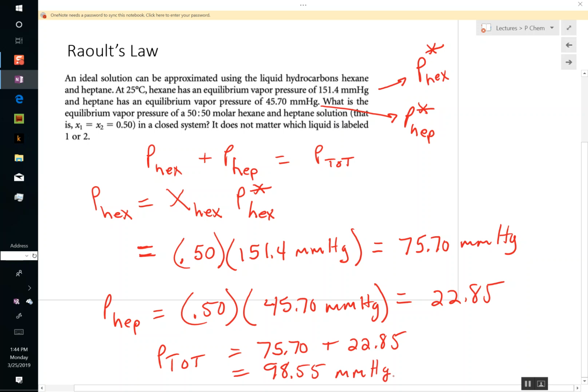Pretty straightforward, but like I said, you really have to follow the symbols. And what are we dealing with here? This is the partial pressure of the hexane from this solution. It's in solution with heptane, so it's not going to generate the pure pressure, it's only going to generate that pressure. And here's your total pressure.